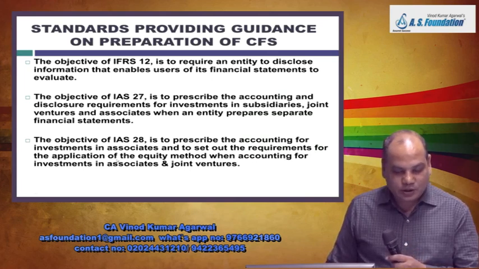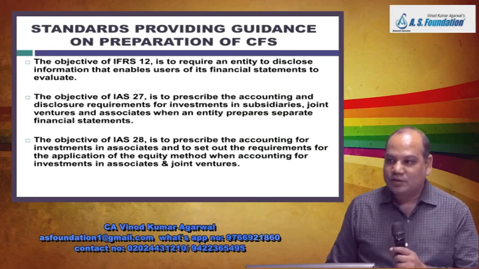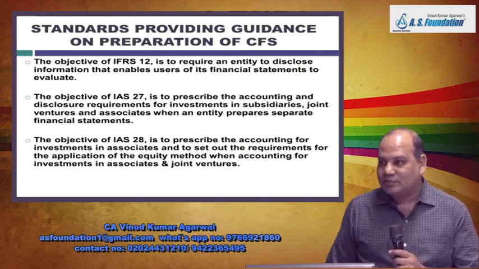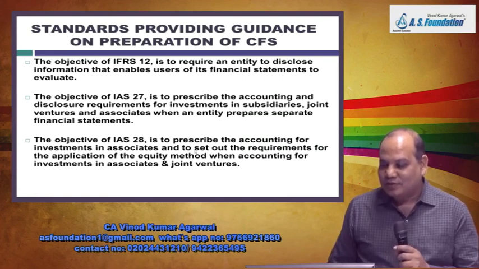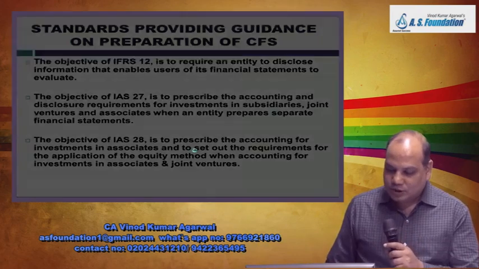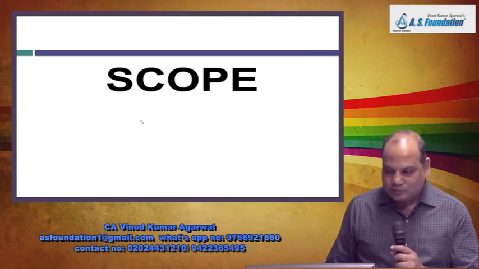Once we learn this chapter IFRS 10, then we will learn IAS 28. And then the game will become more complicated. Why? Same entity will have one subsidiary, one associate, one joint venture, and then you have to do the consolidation. That also we'll do in the standard IAS 28.